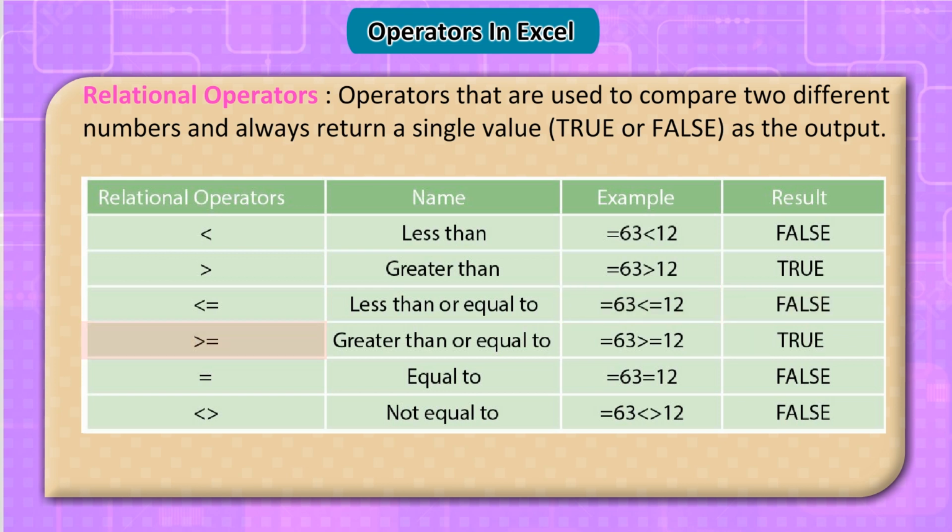Greater than or equal to: equals 63 greater than or equal to 12, result True. Equal to: equals 63 equal to 12, result False. Not equal to: equals 63 not equal to 12, result False.